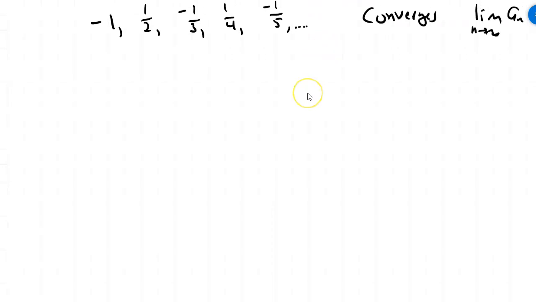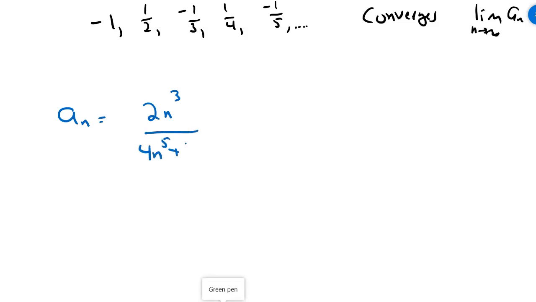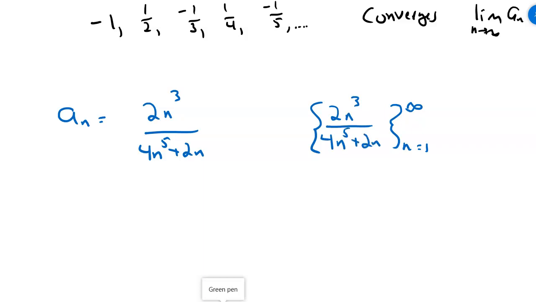All right, let's take a look at another one. Okay, in this case, I will look at a sub n equals 2n cubed over 4n to the 5th plus 2n. Sometimes you'll see this also written in bracket notation with something like this, n equals 1 on the bottom and infinity on the top, just to tell us that the sequence starts at n equals 1 and it keeps going. It's not a finite sequence, it's an infinite sequence.